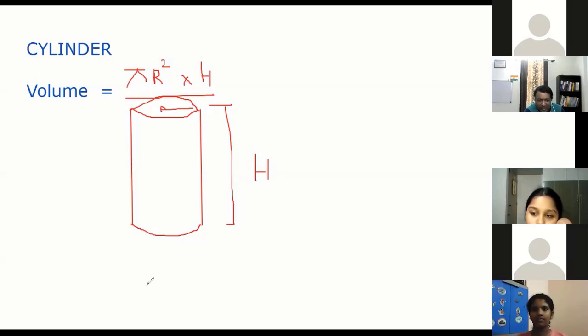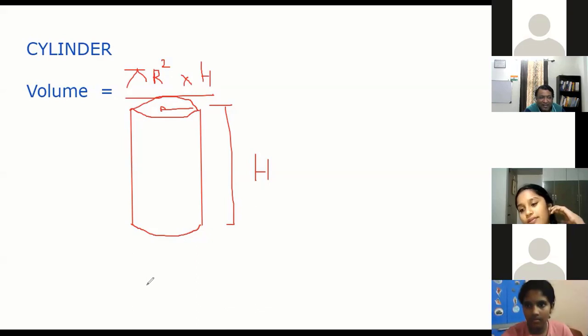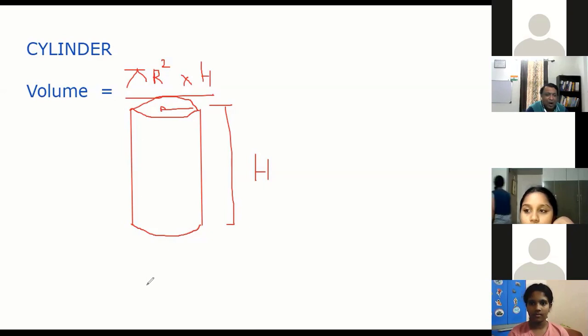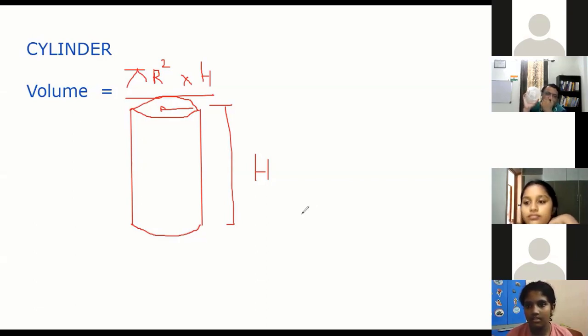Got it? Now another thing. You got the volume of the cylinder, pi r square h. Now Hriday, open your audio. If you look at this from outside, what does it look like? A circle. If you put a ring, not the disc, a big ring, that ring is circular in shape, correct? So what is this outer thing known as?